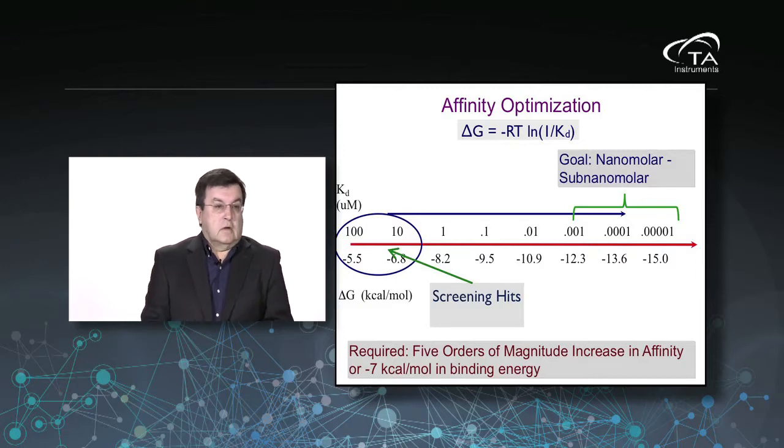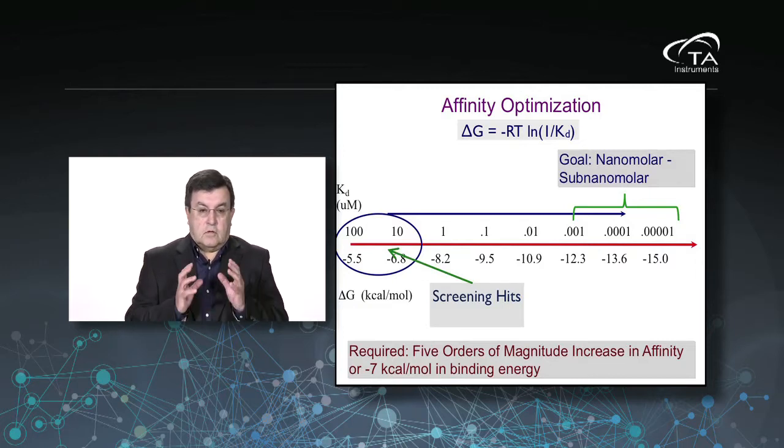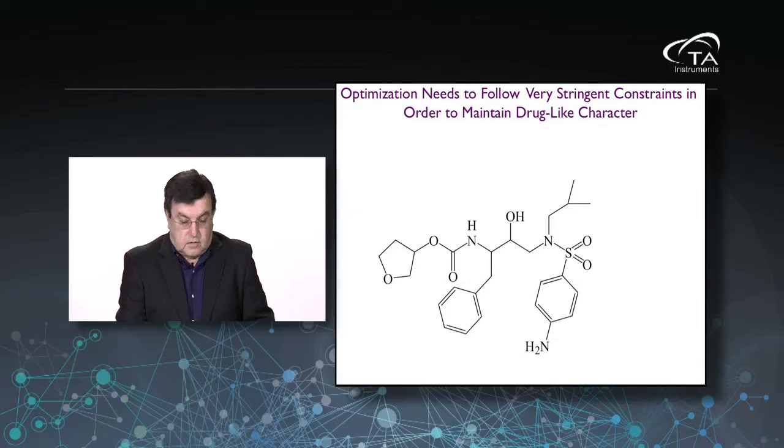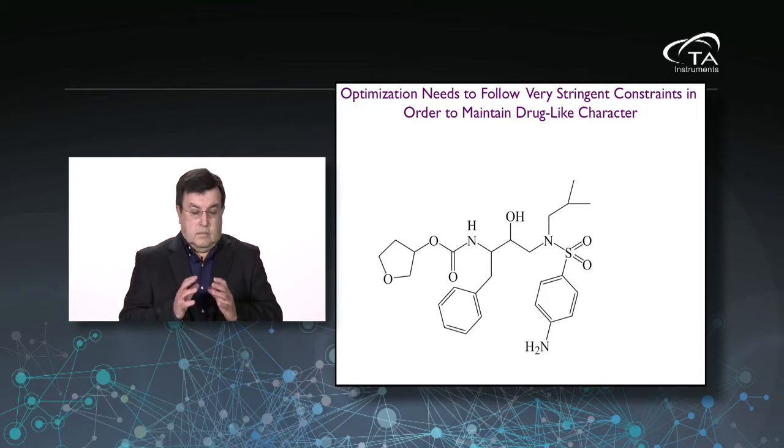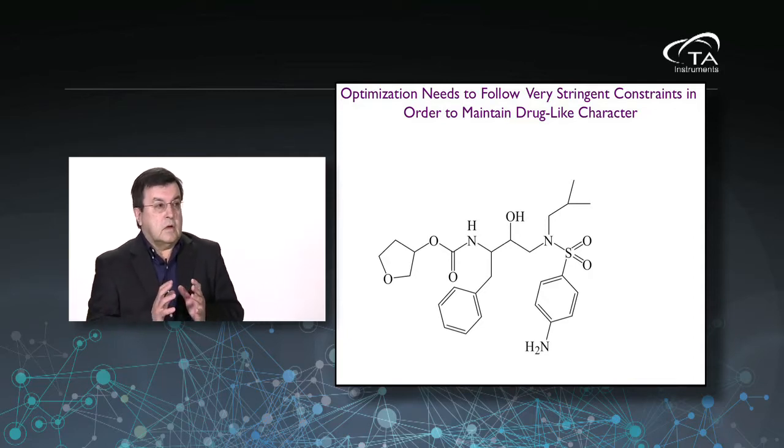That means that the molecule needs to have 5 orders of magnitude more in binding affinity, or equivalently about minus 7 kcal per mole more in the binding free energy. Now, that task is not easy, and it's not easy because the optimization needs to follow very stringent constraints. Those constraints are basically designed to maintain the drug-like character of the molecule.